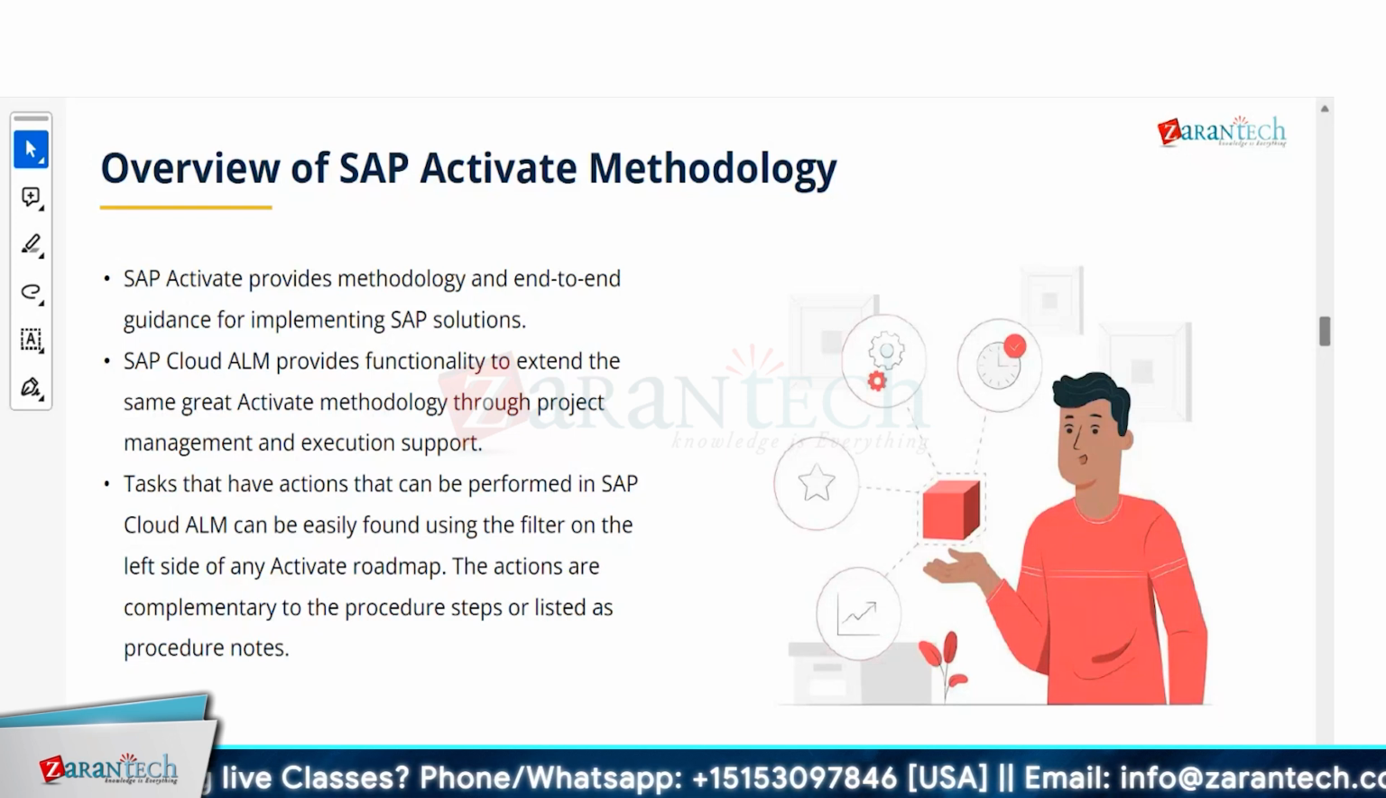Okay, so again, SAP Activate provides guidance or support for your end-to-end implementation of SAP solutions. So SAP Cloud ALM is a great tool to use, because you can integrate the SAP Activate roadmaps directly in Cloud ALM. You don't have to do anything. You just integrate, and then everything will come up within Cloud ALM. It's not like the Activate roadmap where you download an Excel and open it. When you integrate with Cloud ALM and the Activate roadmaps, everything will get pre-populated.